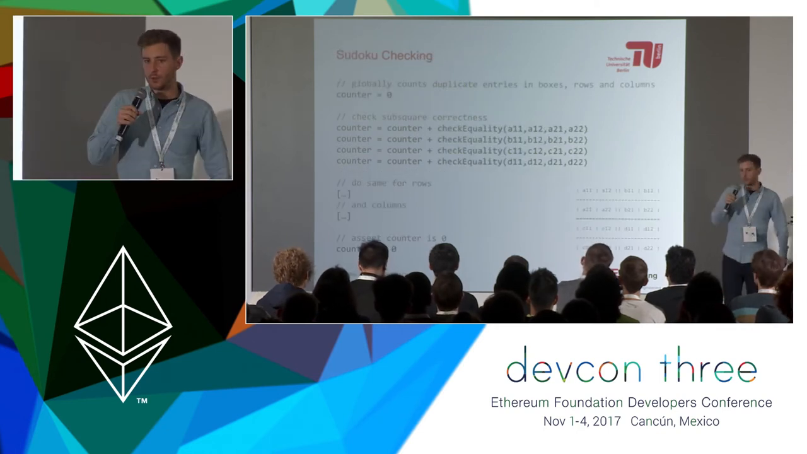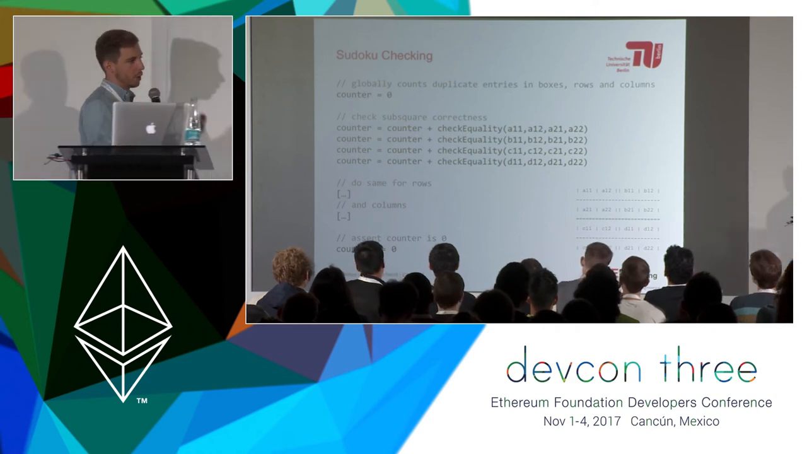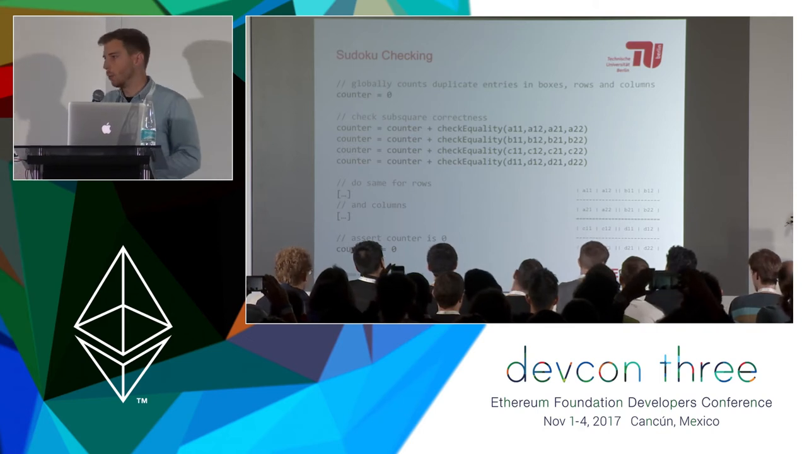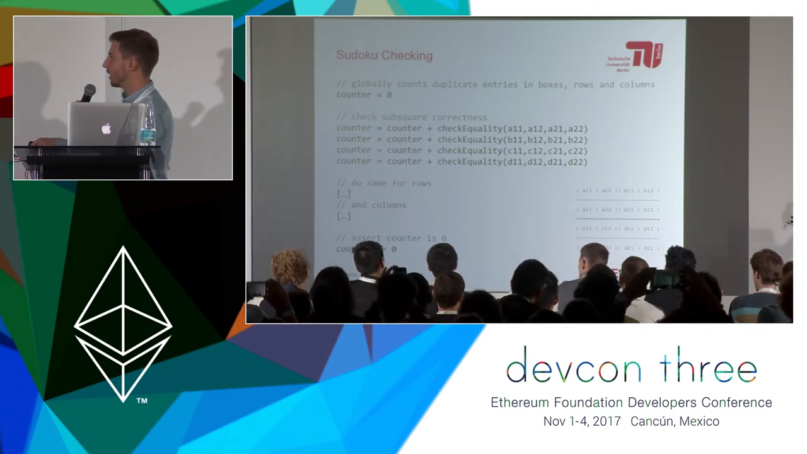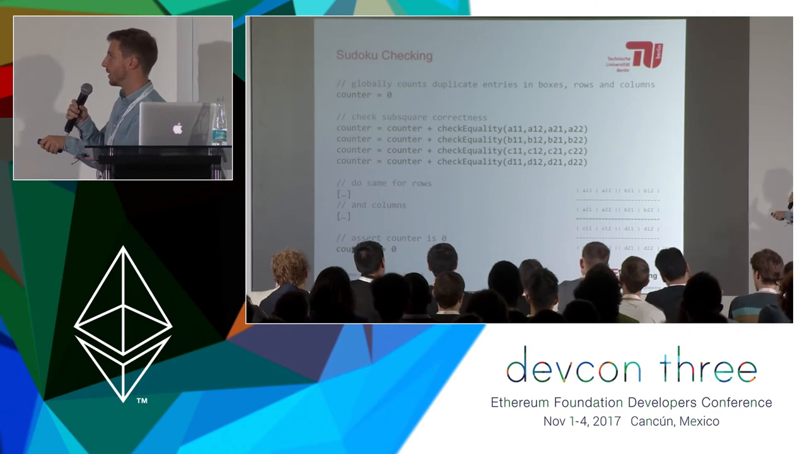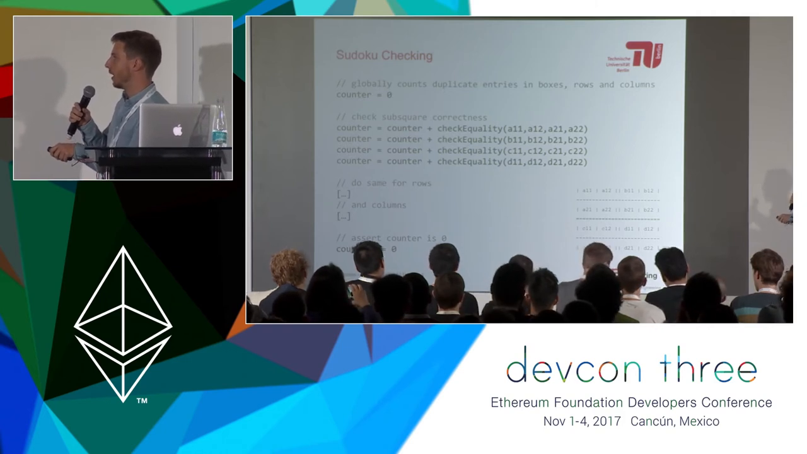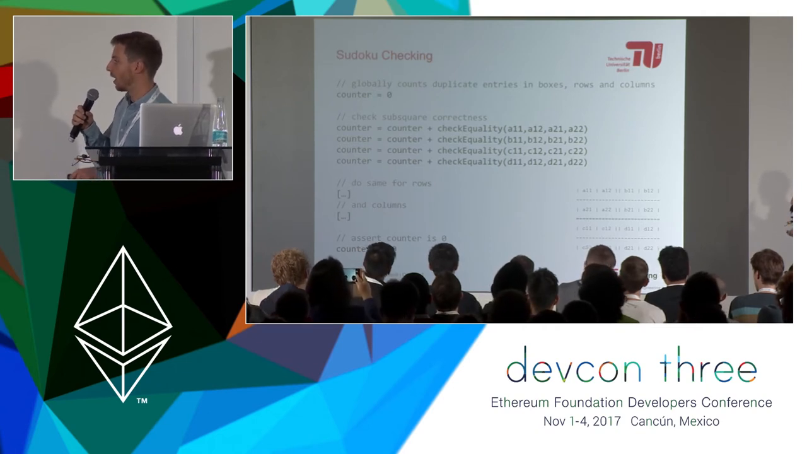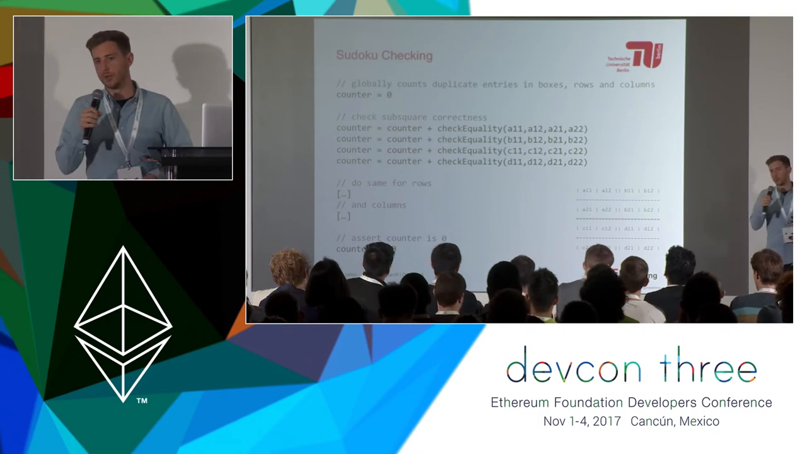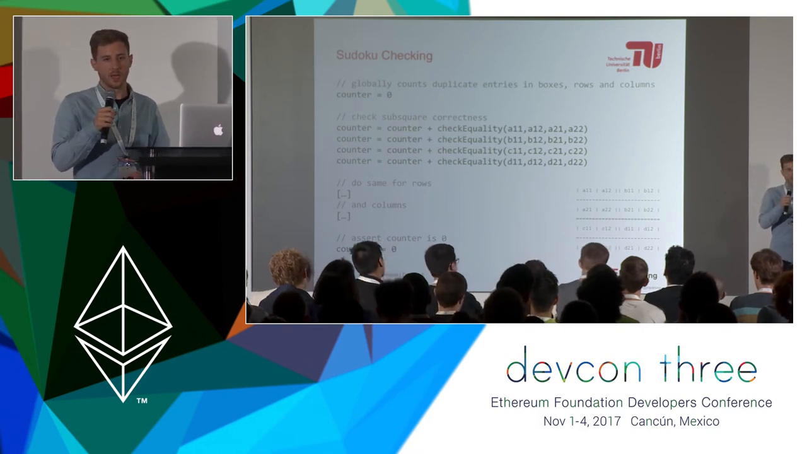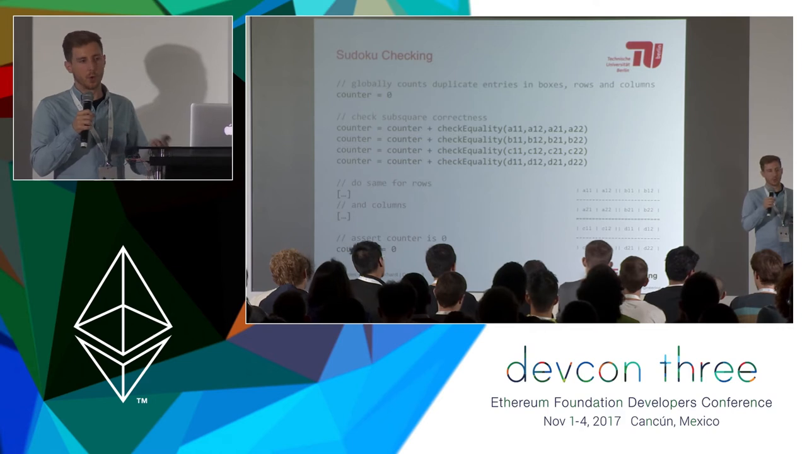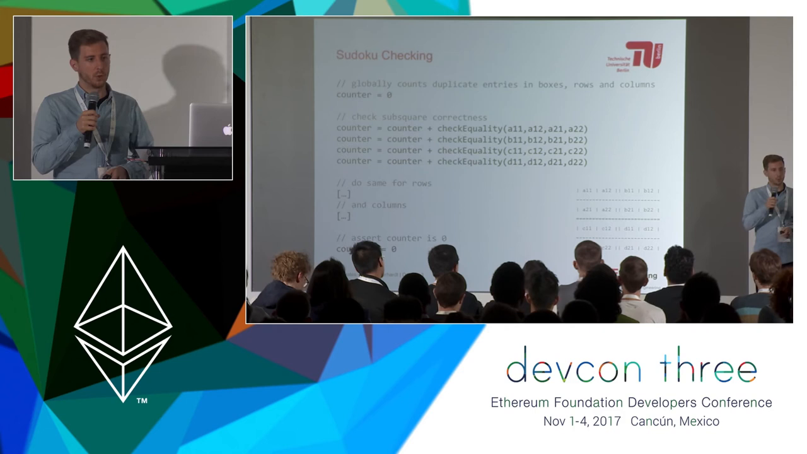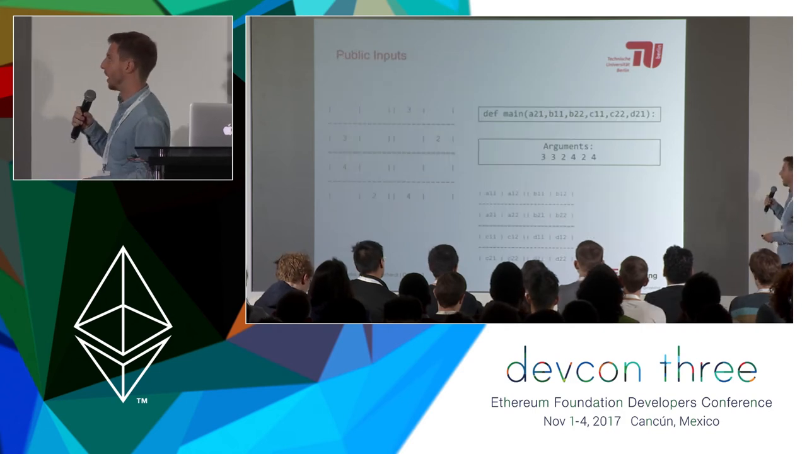And then we put that together. We define one global counter in that system, and then we check these conditions. These checks return zero if they're all different. So we do that for subsquares, for rows, and for columns, and in the end we assert that the counter is zero. If the counter is zero in the end, we know for sure that the inputs we had were a valid solution for our Sudoku puzzle.